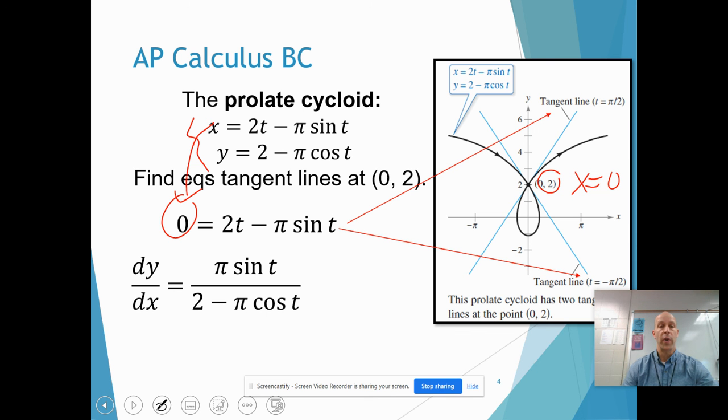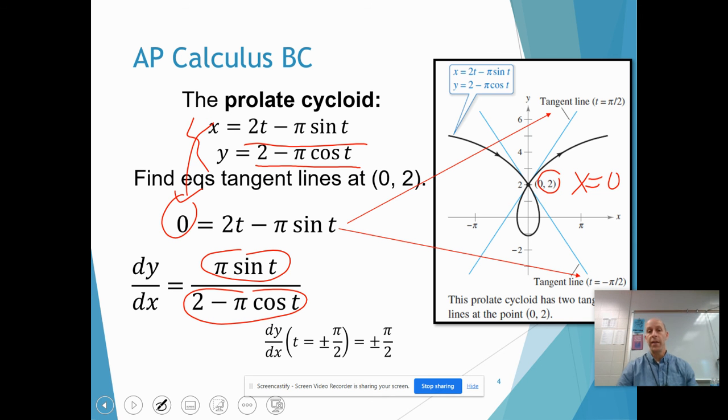Anyways, we're going to find the derivative now because we're trying to find the equations of the tangent lines. The derivative for a parametrically written equation is the derivative of the y coordinate on the top divided by the derivative of the x coordinate. In other words, we're going to do the derivative of 2 minus pi cosine t on the numerator. That's this. And then divide that by the derivative of the x coordinate.